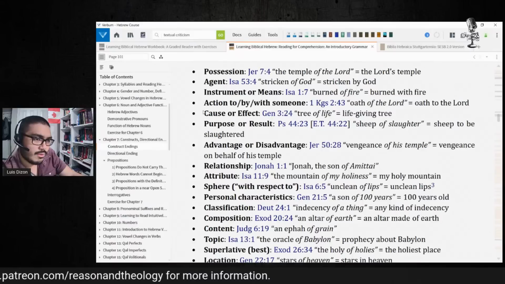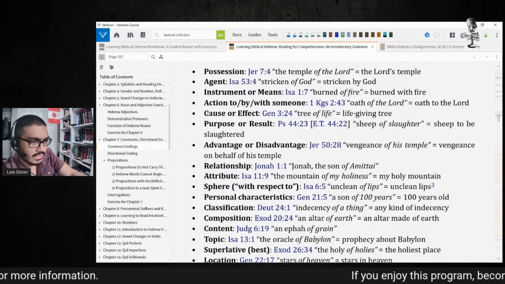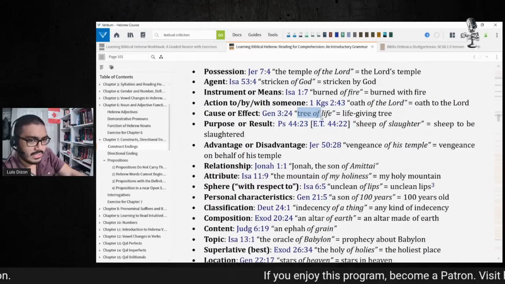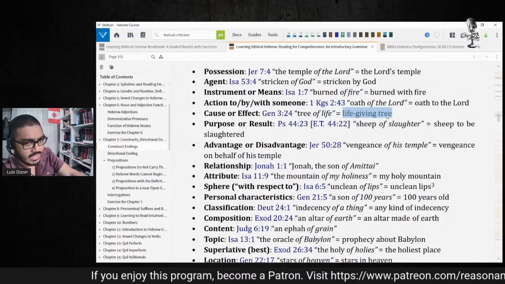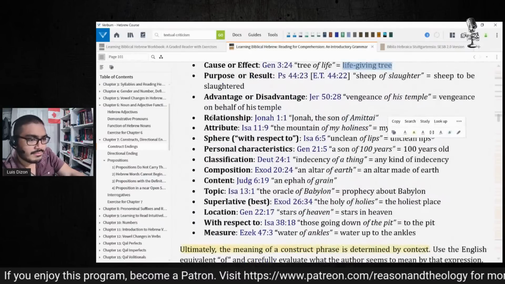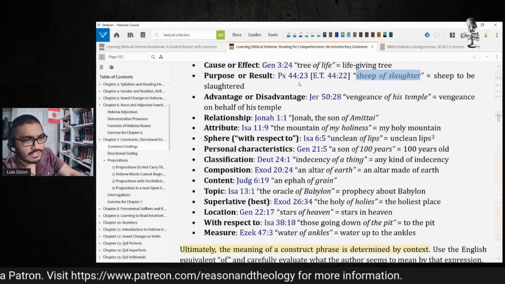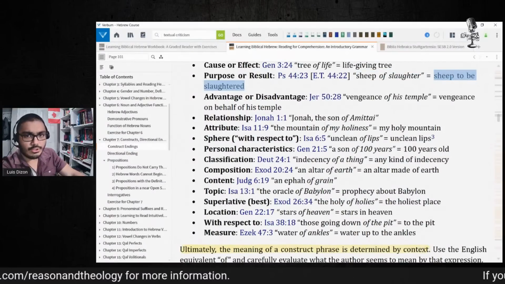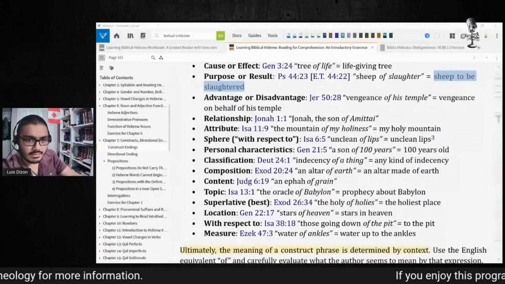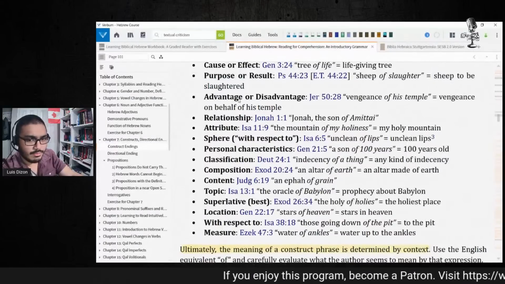And we know, of course, that in Genesis there's the tree of life. But obviously it's not the tree that's possessed by life. What this construct means is that it's a life-giving tree. And then purpose or result, you have the sheep of slaughter in Psalm 44:23. And that means it is a sheep to be slaughtered. So that's a few of it. We've got a few more.